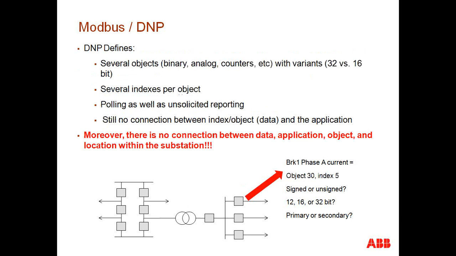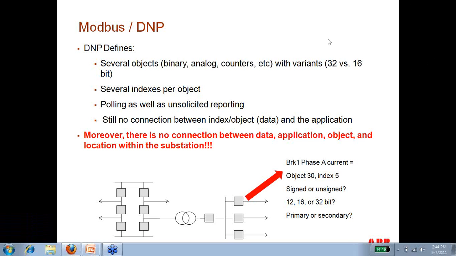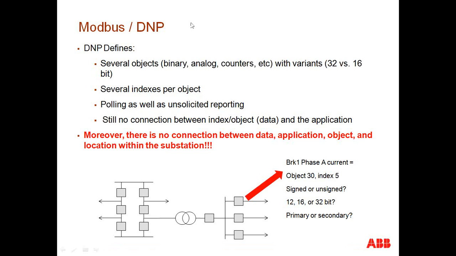Now let's look at DNP. What DNP does is it actually defines what are called objects. And again, just defining it broadly, you're looking at data types: binary, analog, counters, and so on. And then there are variants associated with each one of those objects. So here we expand out and we at least define variants, where when we talk about analog values, there are definitions for 32-bit, there's a definition for 16-bit, signed, unsigned, and so on. There are indexes for each one of these objects.